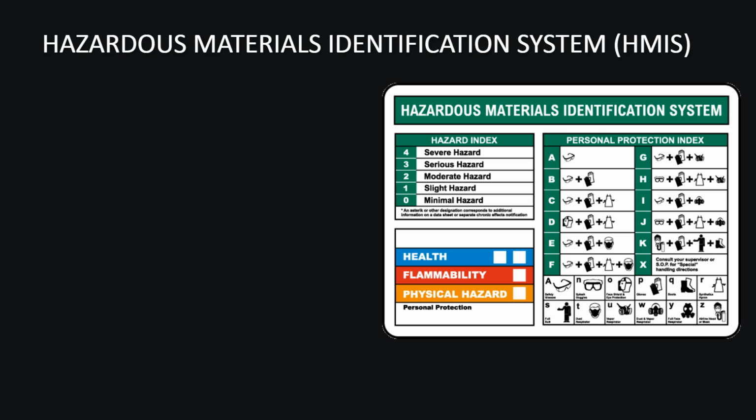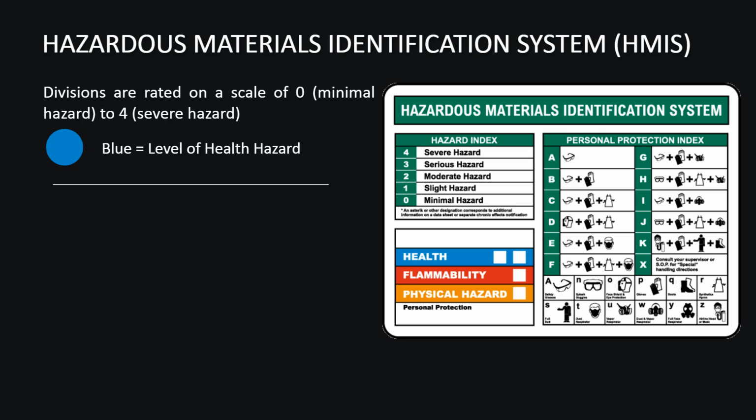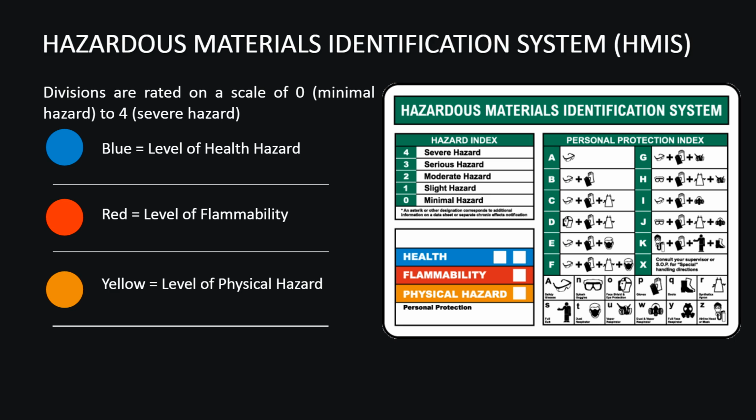The second additional hazard communication system used in the U.S. is called the Hazardous Materials Identification System, or HMIS. On the card here, you can see that again the 4 divisions are color-coded. Blue indicates the level of health hazard. Red indicates the level of flammability. Yellow represents the level of physical hazard. And white contains personal protection considerations. Each section is rated on a scale from 0, meaning no hazard or a normal substance, to 4, meaning severe risk.